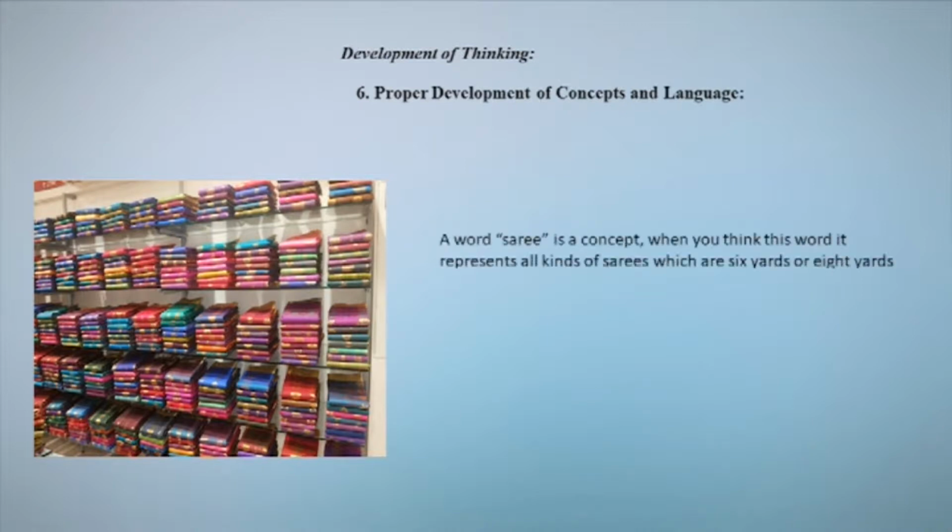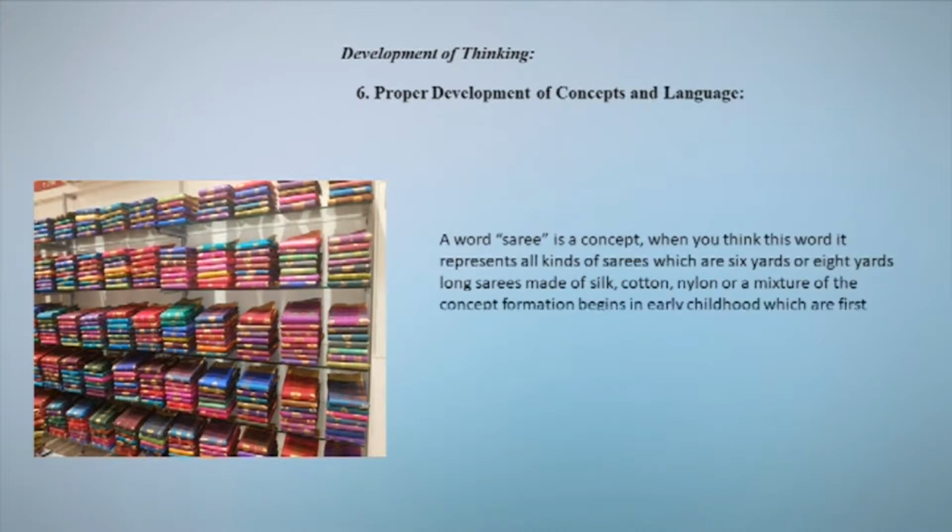Concept is a word or idea with a generalized meaning which represents an entire class of objects, ideas, or events. For example, the word sari is a concept. It represents all kinds of saris, which are 6 yards or 8 yards long, made of silk, cotton, nylon, or a mixture. The formation of concepts begins in early childhood, through first-hand, face-to-face examples. It can be positive or it can be negative.